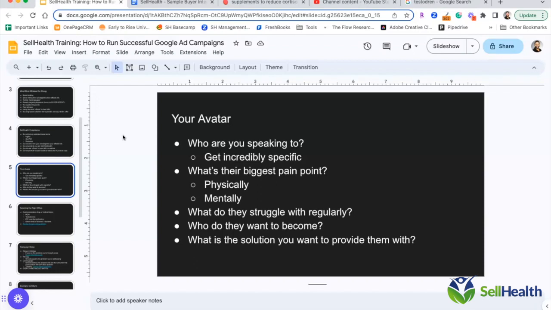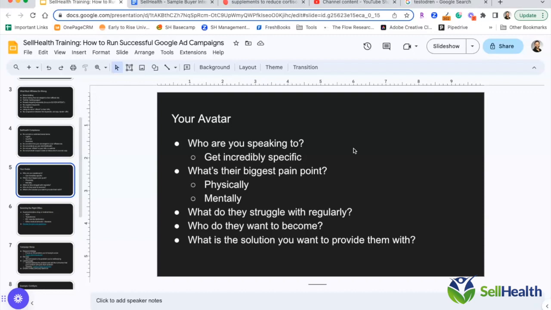Also find out what it is that people are struggling with regularly. What kind of questions do they have about the certain issue? Who do they want to become? What's the solution that you want to provide them with? All these are things you need to be considering. And again, once you figure out who your ideal avatar is and who you're marketing to, you can get so specific. Give that person a name, and now when you talk about an issue, that's who your marketing is focused on.